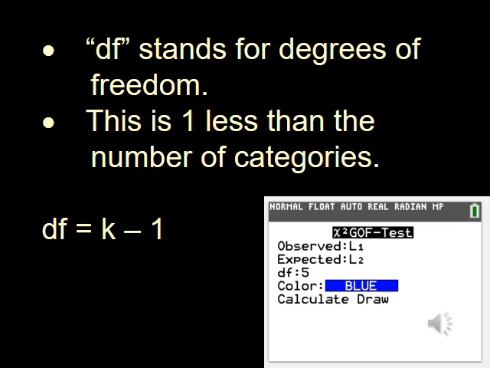Something I do want everybody to be able to do is to figure out how many degrees of freedom there are in one of these problems. And degrees of freedom, which is the next line, DF, on the input screen, is one less than the number of categories that you have. For example, if you were looking at colors of M&Ms and there were 6 colors you could choose from, 6 minus 1 would give me 5 degrees of freedom. On the other hand, if I had 5 colors of Skittles, there'd only be 4 degrees of freedom. It's always one less than how many categories there are.